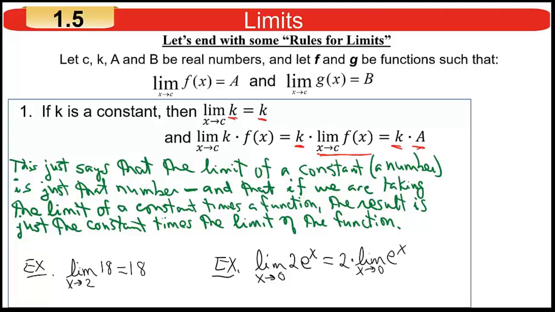It's that simple. The limit of 2e to the x as x approaches 0 is just what you get when you plug 0 in for x and multiply by 2. That's all it's saying. So you get 2 times e to the 0. Anything not 0 raised to the 0 power is 1. So you get 2 times 1, which is 2.